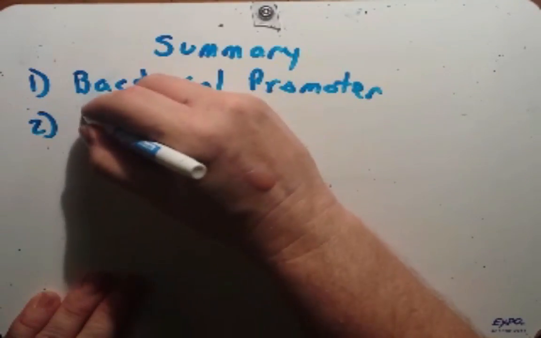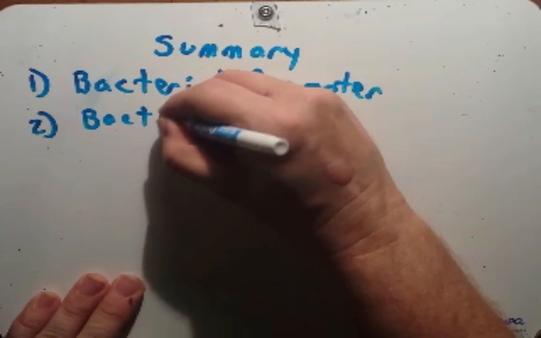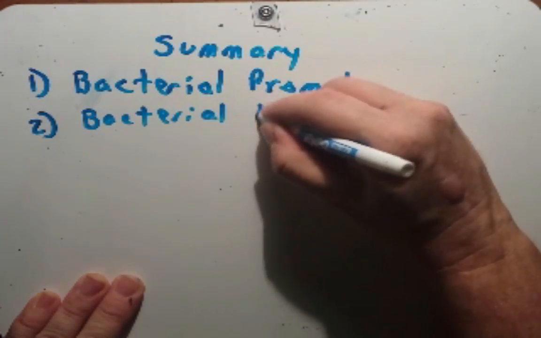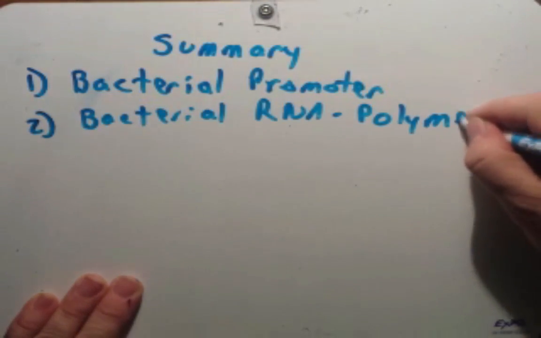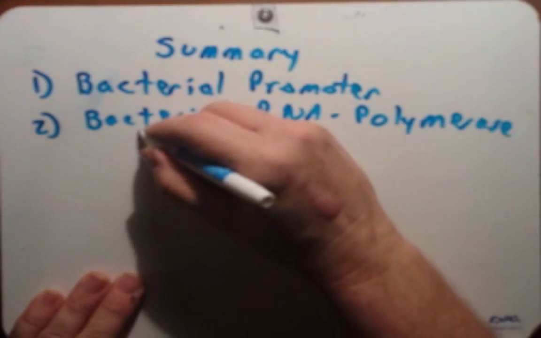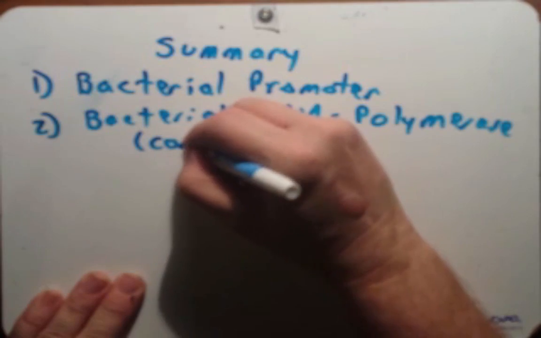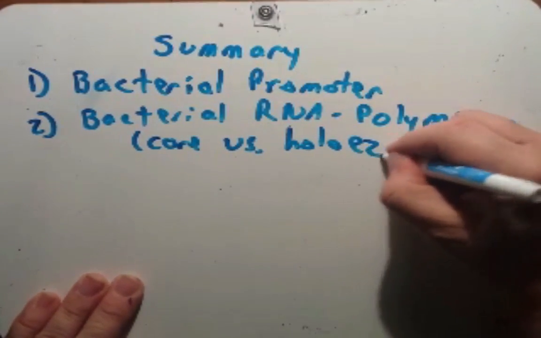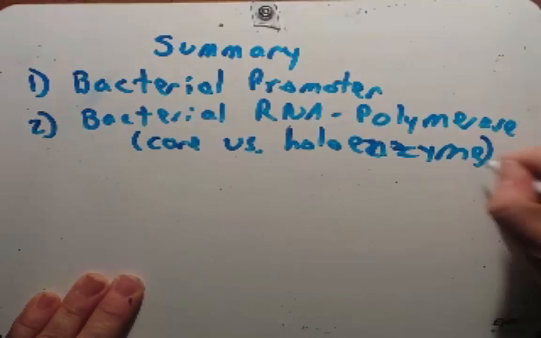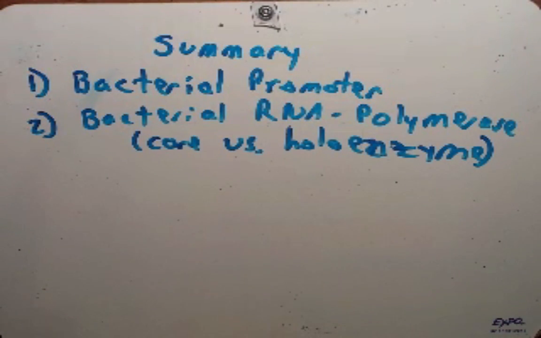You should have learned about the bacterial RNA polymerase and the differences between the core enzyme and the holoenzyme. You should know all the subunits involved, the alpha, the beta, the omega, and the sigma.